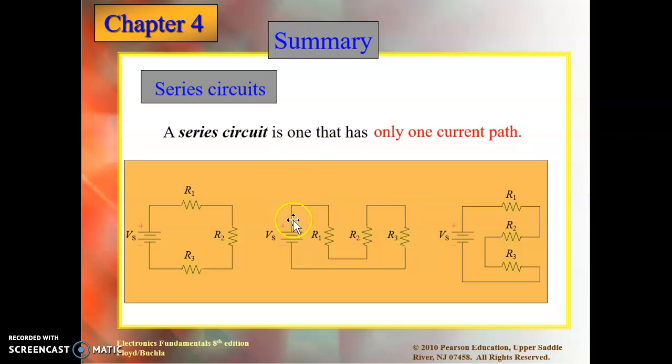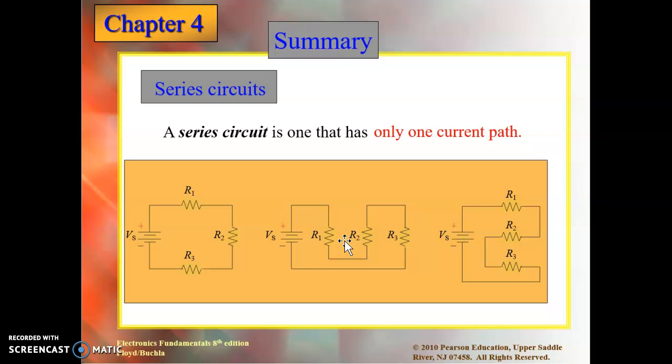Now let's check if current has different options, different paths for it to go. The current comes here, it has to go through here. Then it comes here, it has to go through here. Then keeps going. There is no other way. So these resistors are connected in series.